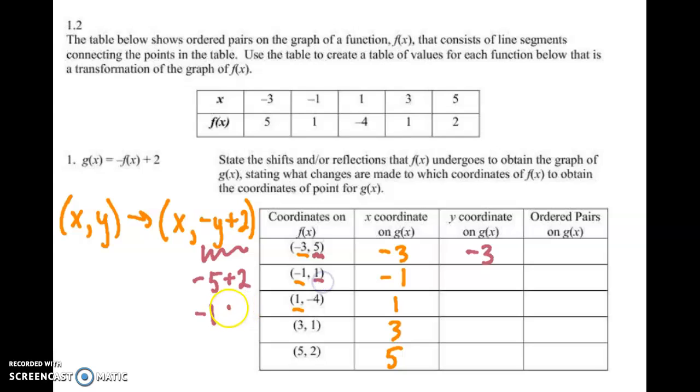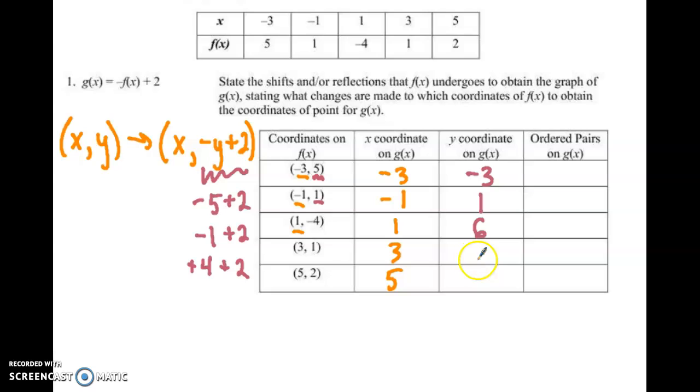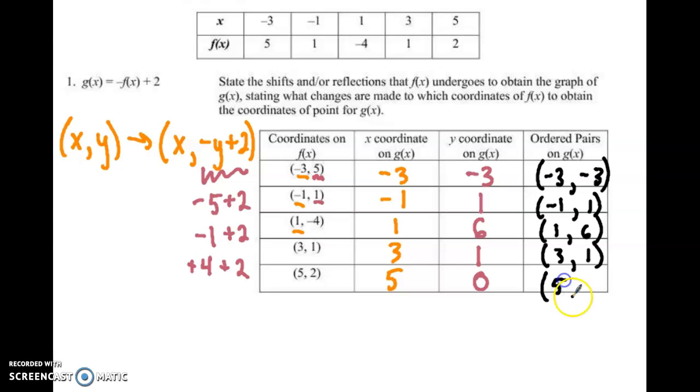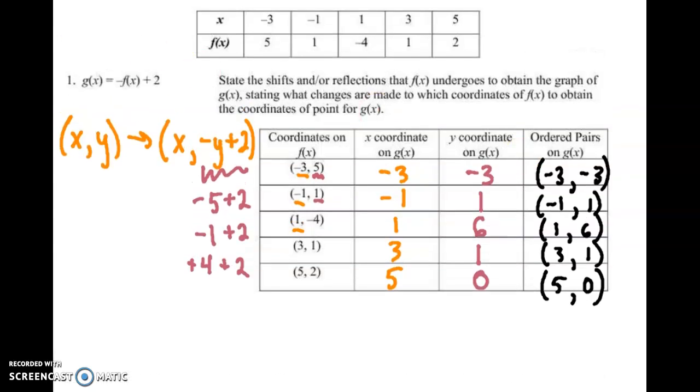Negative, now I'm looking at 1 plus 2. So you get 1 for your y-coordinate. Well, don't forget the negative of negative 4 makes it plus 4. So you get 6 on this one. So this is actually going to be the same as that value. And negative 2 plus 2 will give me 0. So we can find our ordered pairs now by just putting it together. I believe on the next page they want you to graph.